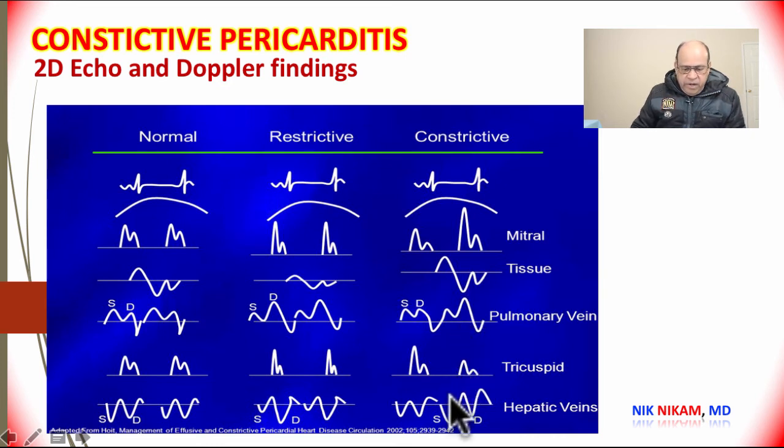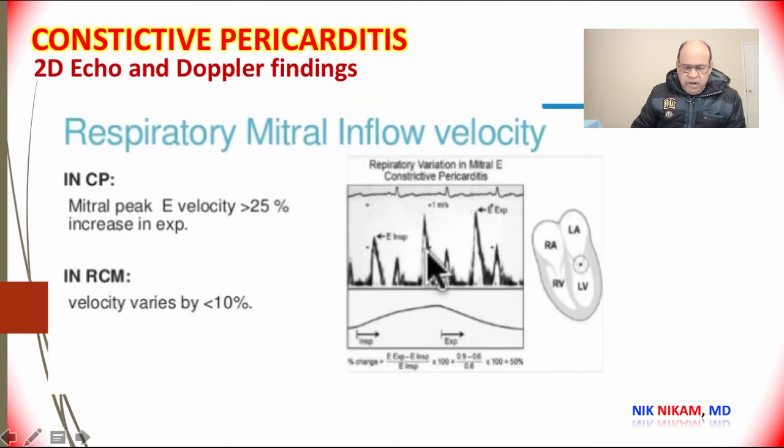And one more important finding here is the reversal of the flow in the hepatic veins in patients with constrictive pericarditis. Now here is an echocardiographic finding showing what I was talking about in the previous slide. This is a mitral inflow pulse Doppler showing a prominent E wave, which is evident here, along with decreased deceleration time. And as you can see, the atrial wave is considerably smaller compared to the prominent E deflections we see in the mitral pulse Doppler in patients with constrictive pericarditis.